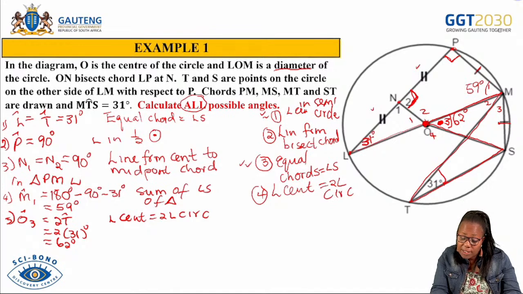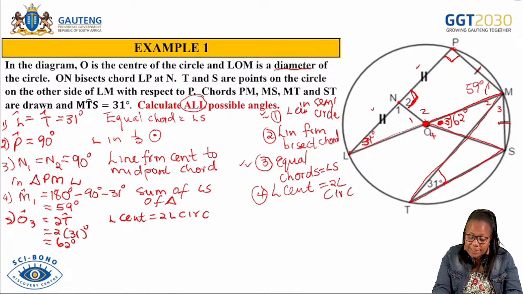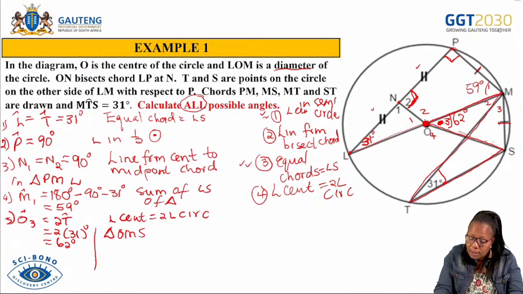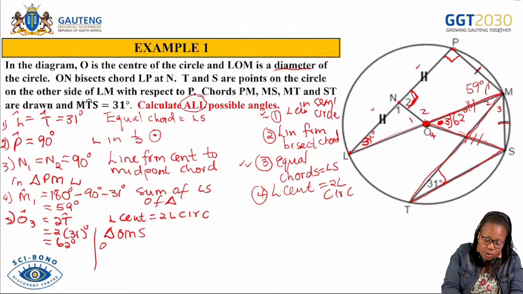Now let's look at the diagram again. Which angles can we also calculate? In triangle OMS, we are talking about this triangle here. We have the center angle 62 there, but we have the lines. Line OM is equal to OS. This line here is equal to this one. Why are they equal? OM is equal to OS because they are radii.